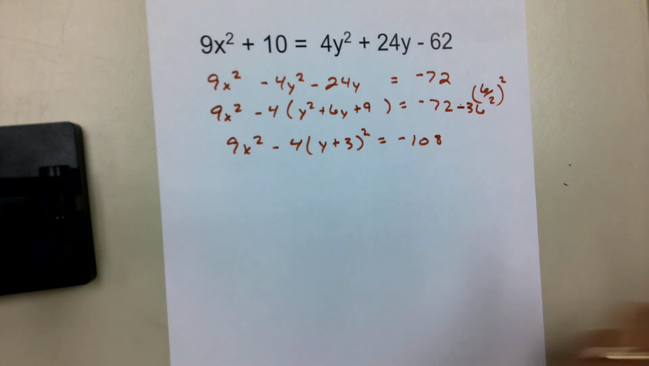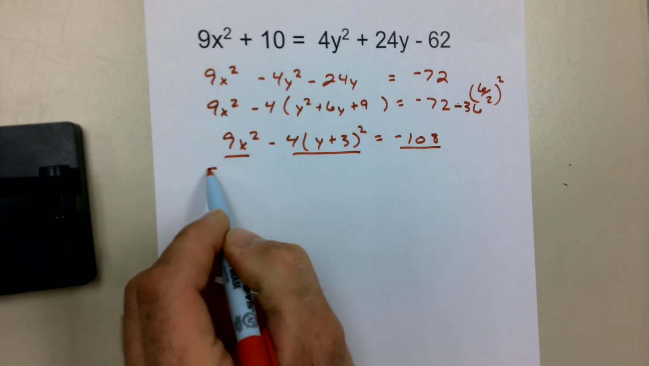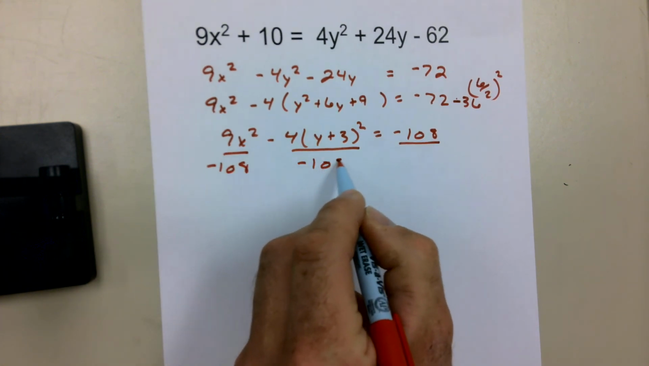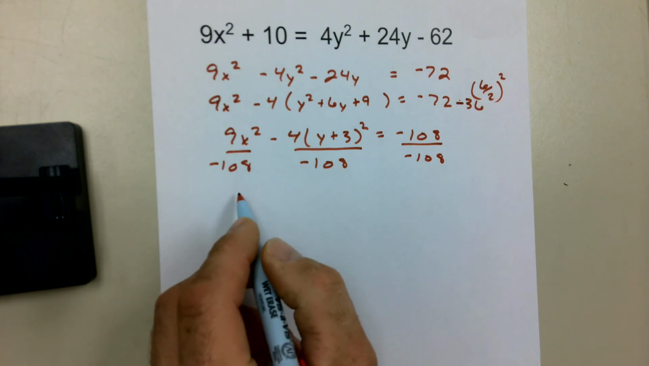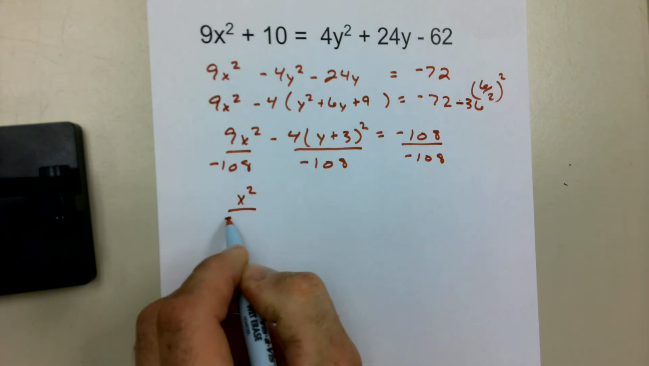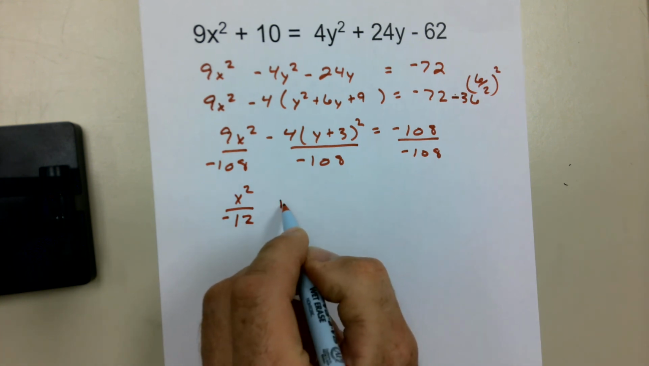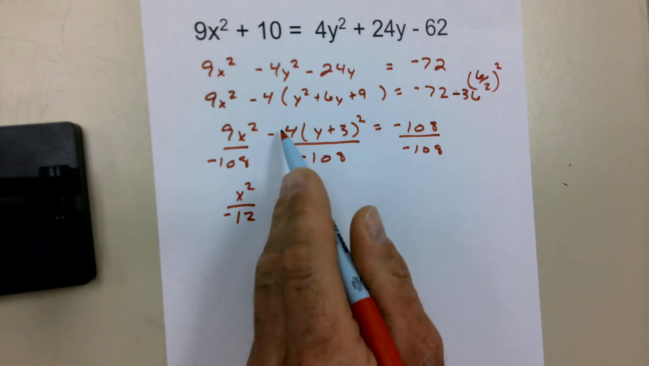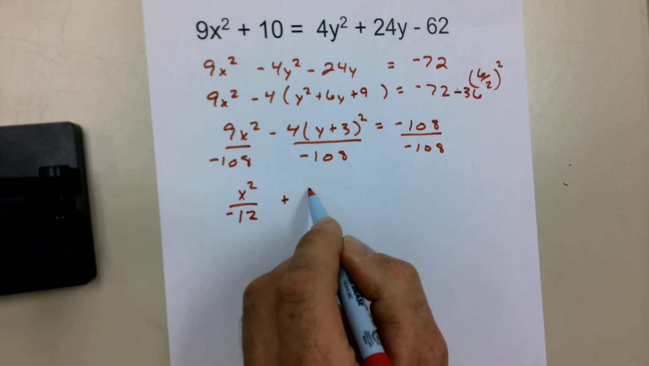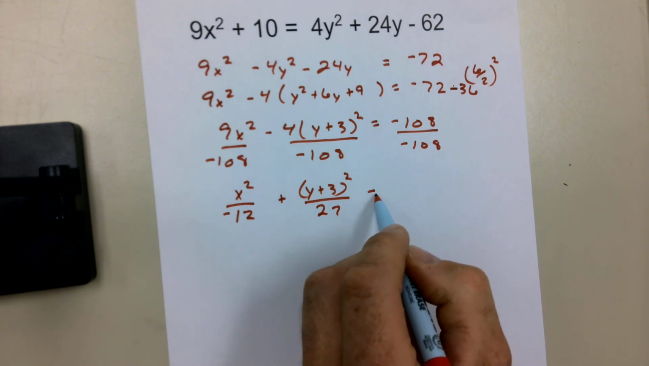Well, now what I want to do is get this to equal 1. So I'm going to go ahead and divide by a negative 108. And that's going to cause something interesting to happen. So if I go ahead and reduce that, 108 divided by 9 is going to give me 12. So I get x squared over a negative 12. If I take 108 divided by 4, I'm going to get 27. So that's going to change this. We have a negative 4 divided by a negative 108. A negative divided by negative gives us a positive. So we get (y plus 3) squared divided by 27, and that's going to equal 1.